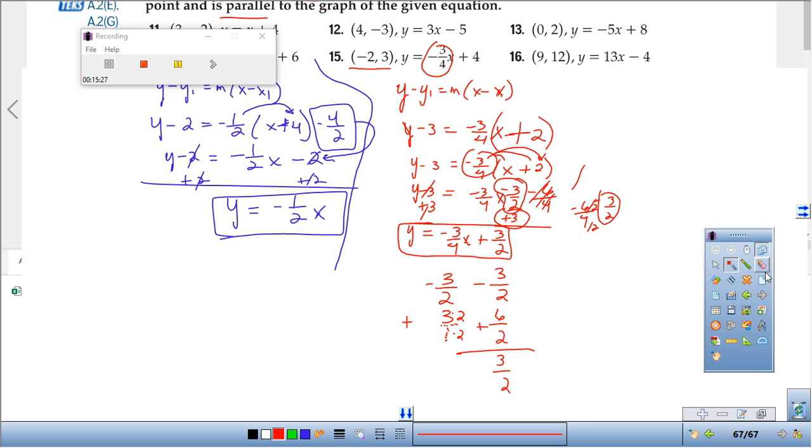If you got that, awesome. If you didn't, so sorry about that. It would just be the fraction part that would get you freaked out. Let's do number 16, guys. Let's do number 16.